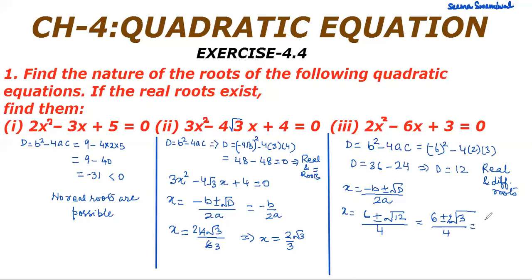Now children, you are able to take this 2 common. So this is 3 plus minus under the root square root 3 divided by 4. So that means the two different values of x are x equal to 3 plus square root 3 by 2, or x is equal to 3 minus square root 3 divided by 2.